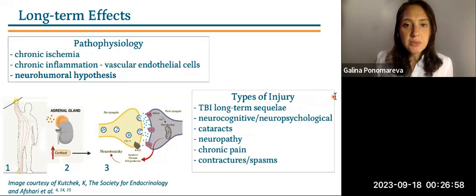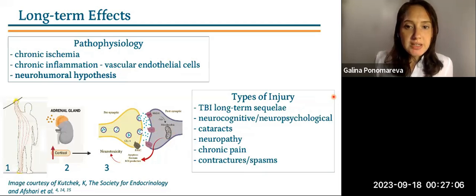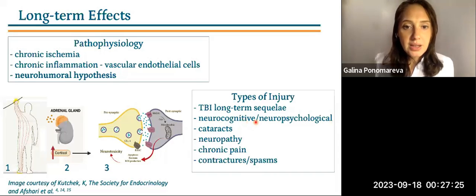And the types of injuries that we'd be expecting to see with long-term sequelae include electrical traumatic brain injury, as discussed earlier. We'd also expect to see neurocognitive and neuropsychological changes. These occur in 78%, as per Wessner et al. These can present with memory and attention changes, irritability, frustration, anger, post-traumatic stress disorder, anxiety, depression.